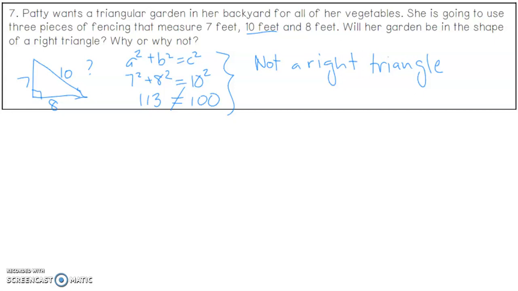So that's what using the converse of the Pythagorean theorem is. I should be able to take the lengths given, and it should make the equation true. If it does, hey, it's a right triangle. If it doesn't, no, it's not a right triangle.